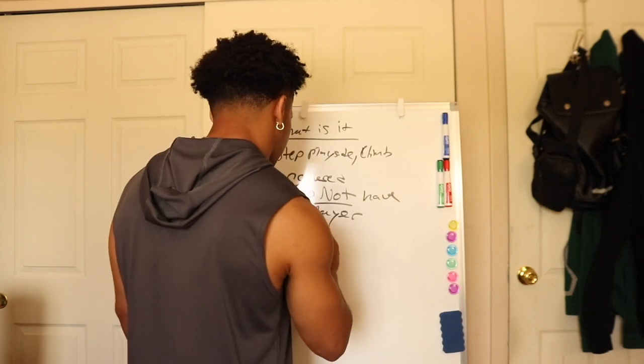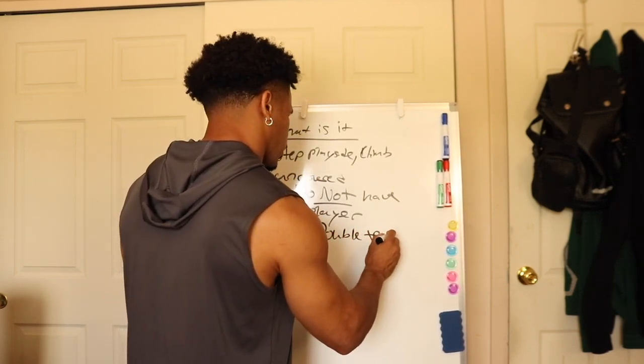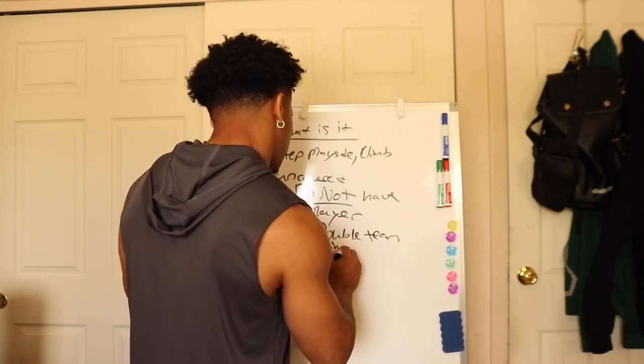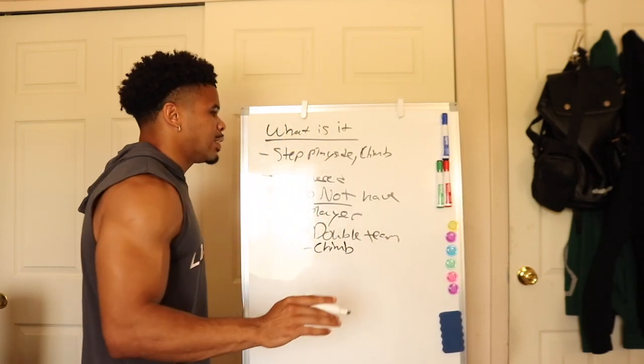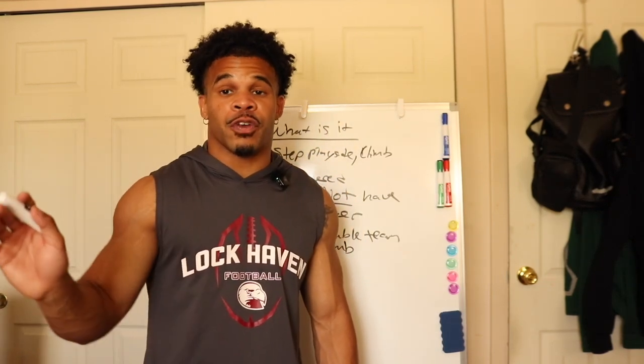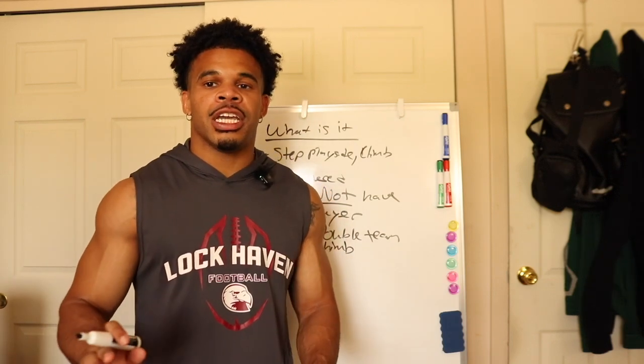They're going to double team. Their job is to double team and then climb to the backers. As we mentioned, the whole point of inside zone is that we step laterally, then get vertical to the backers, and then we climb up. That's what inside zone is. We step, double team, climb up.